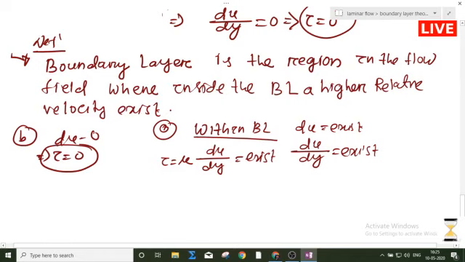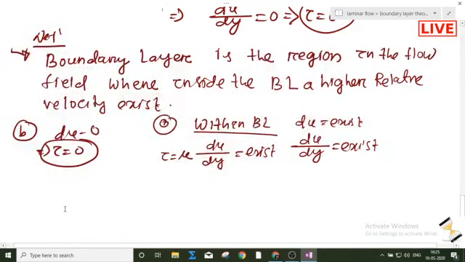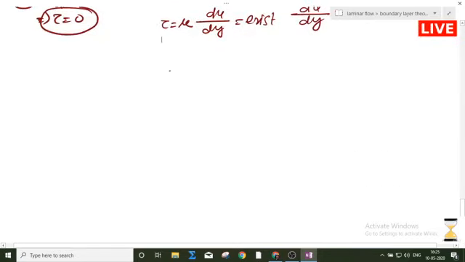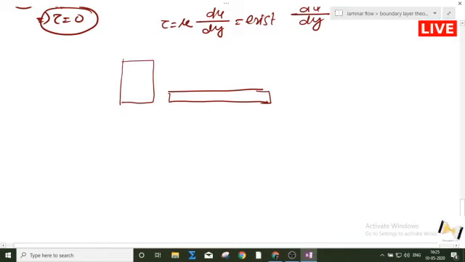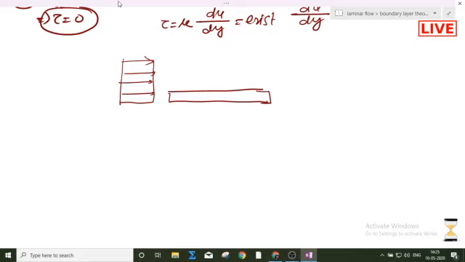Suppose this is my plate, over which the fluid is flowing. If the fluid which is flowing over the solid surface, the free stream, is incompressible in nature, what will happen? The region outside of the boundary layer has inviscid flow.